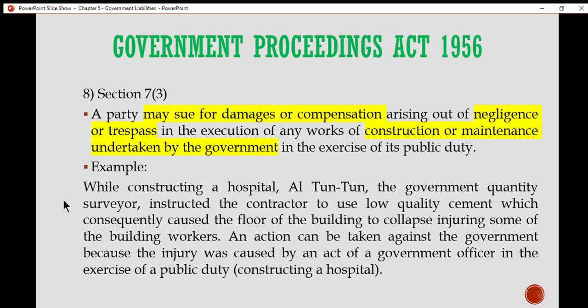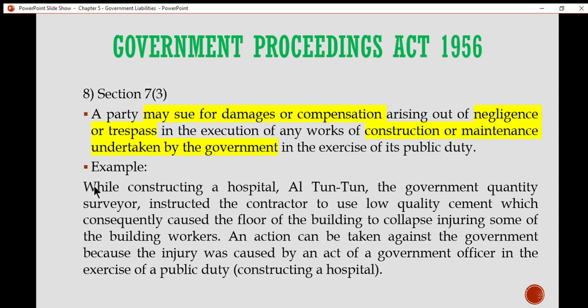However, there is an exception based on Section 7 subsection 3. A party may sue for damages or compensation arising out of negligence or trespass in the execution of any works of construction or maintenance undertaken by the government in the exercise of its public duty. For example, during the construction of a road, the officer committed negligence against the public. So he can sue the officer and the government because of negligence.